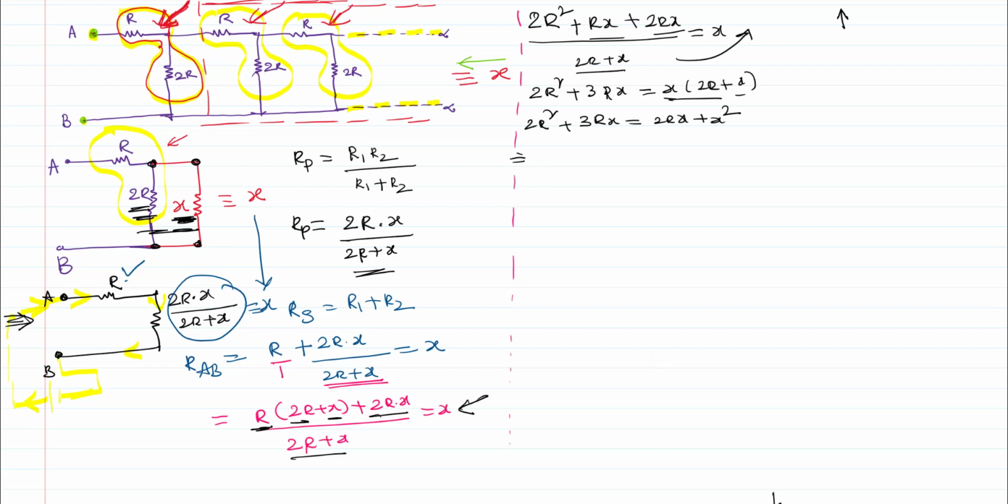So let us take the left side terms to the right side: 2rx, this term, plus x square. This is going to the other side, therefore minus 3rx, minus 2r square on the other side, equal to 0. So the equation will be like x square plus minus 3rx plus 2rx, which is minus rx. This is minus, because this is minus 3rx, this is plus 2rx, minus 2r square equal to 0.